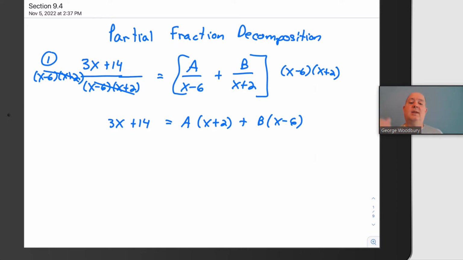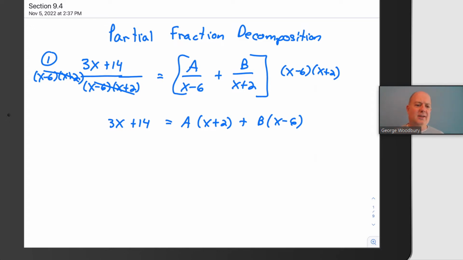Now this equation doesn't have any domain restrictions, so this is going to be true for all values of x. And if we pick a convenient value of x, like x equals 6, we can use that to solve for one of these unknowns, A and B. And once we have one, we can easily get the other.